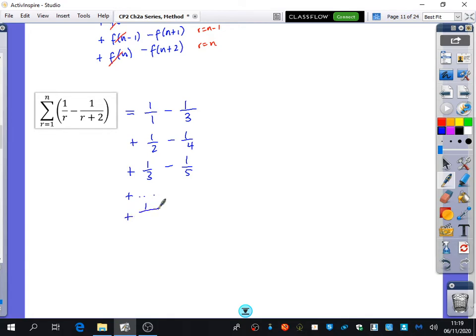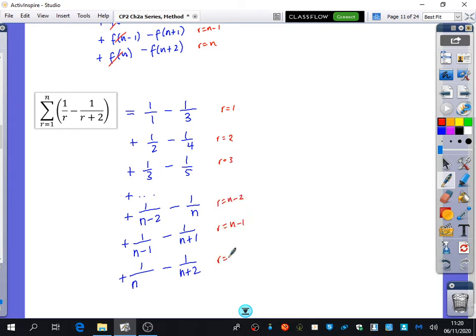And then I'm going to have 1 over n minus 2 plus 1 over n, minus 1 over n plus 1 over n minus 1 minus 1 over n plus 1 plus 1 over n minus 1 over n plus 2. And it's the same things we've been substituting before. This is where r is equal to 1, r is equal to 2, r is equal to 3, r is equal to n minus 2, r is equal to n minus 1, and r is equal to n.